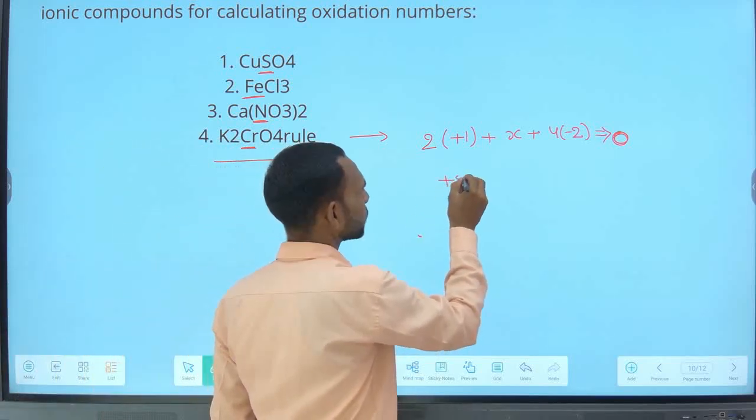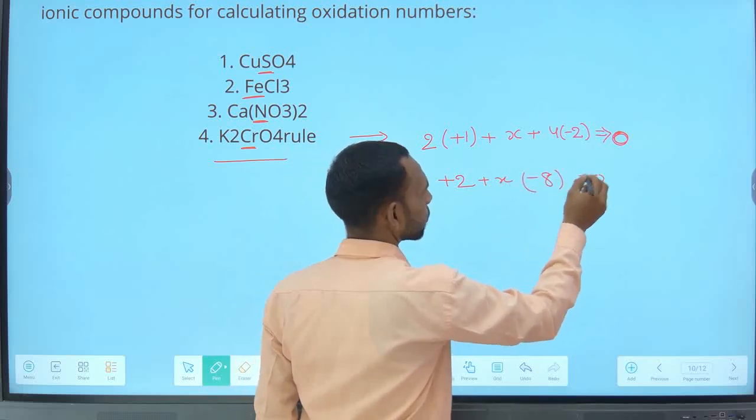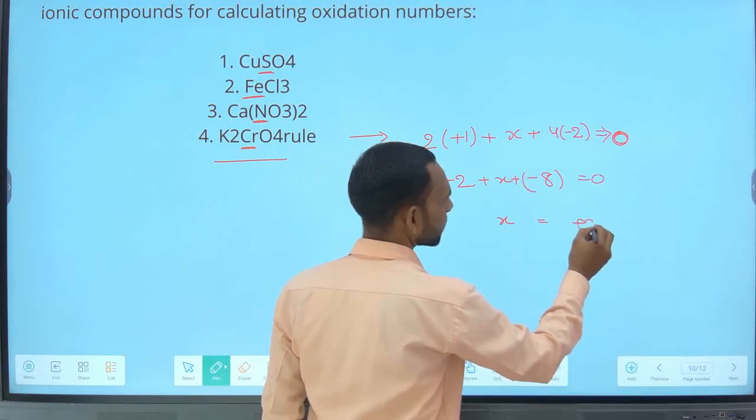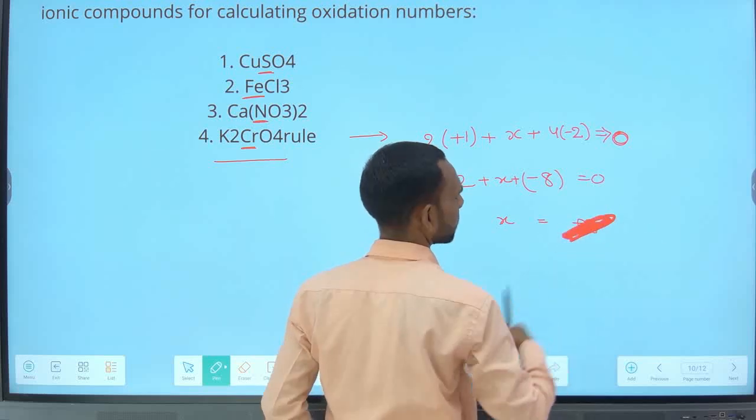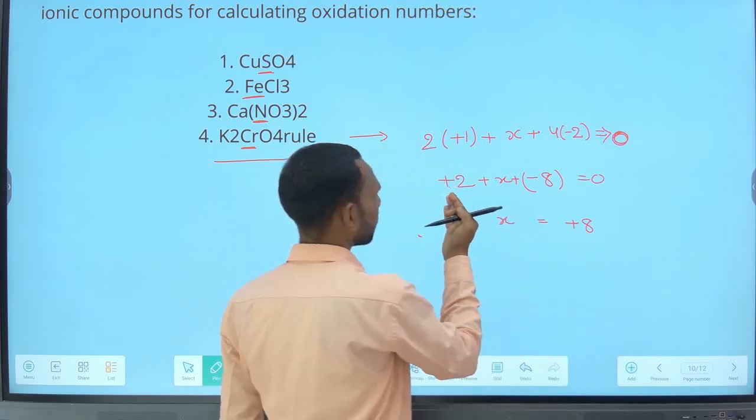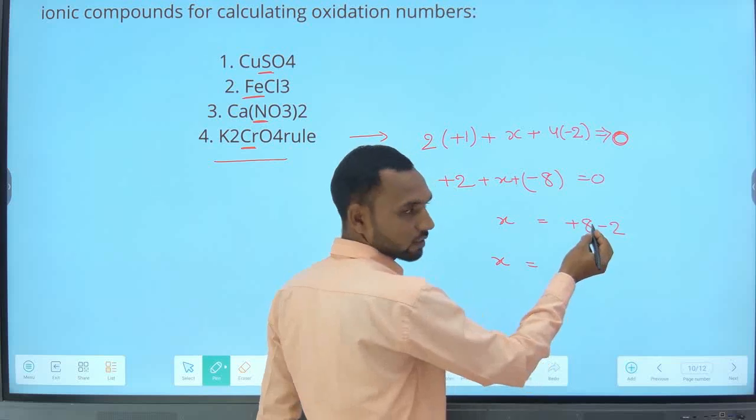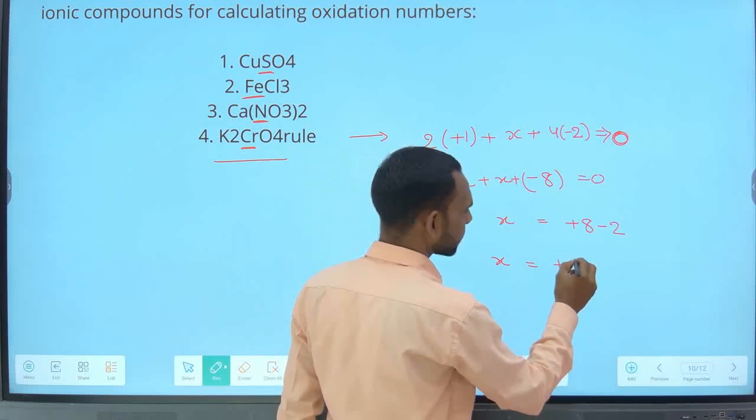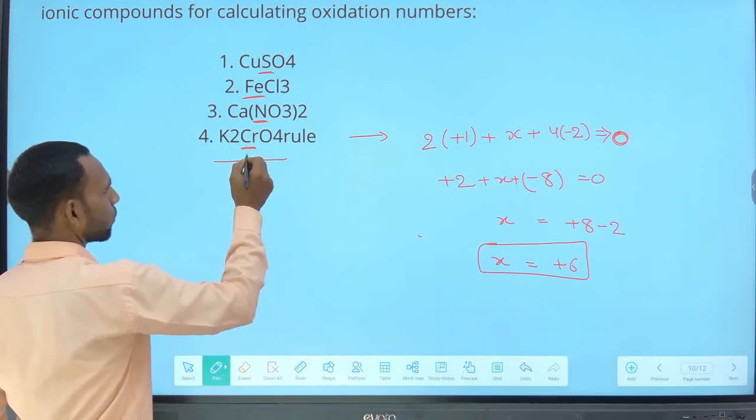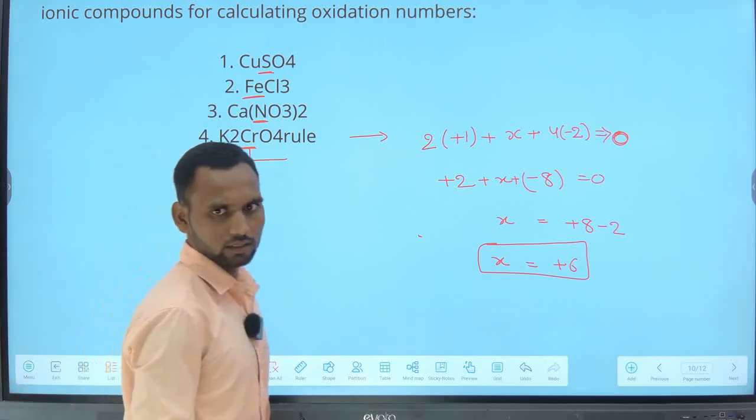So calculate: +2 plus X -8 equals 0. Moving to the left side, X equals +8 -2, equals +6. This means that in the compound K2CrO4, chromium has the +6 oxidation state.